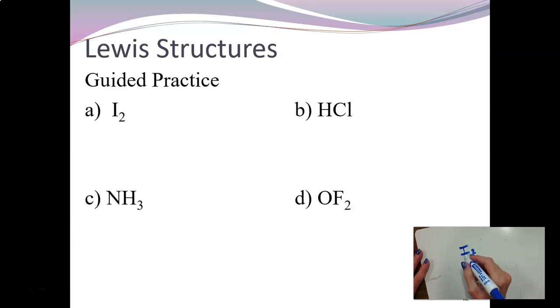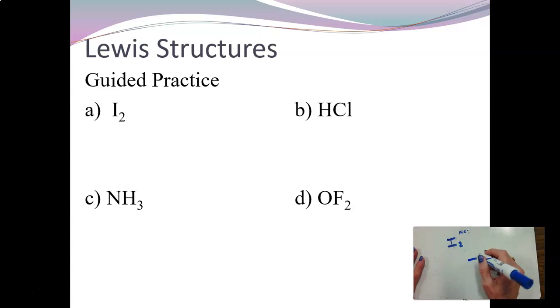Iodine has 7 valence electrons times 2, so I need 14 electrons in my structure for iodine. There's 2 iodines. What's the central atom? Well, it's not a central atom. It's just 2 iodines hooked together with 1 single bond. This is not going to be a double or triple bond because it is not part of the club CNOPS. So I need to put lone pair electrons around each iodine to give them their octet, and then count to make sure that I have 14. 2, 4, 6, 8, 10, 12, 14. Check.